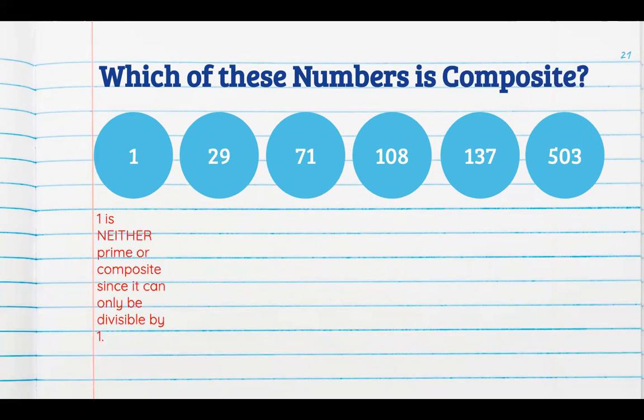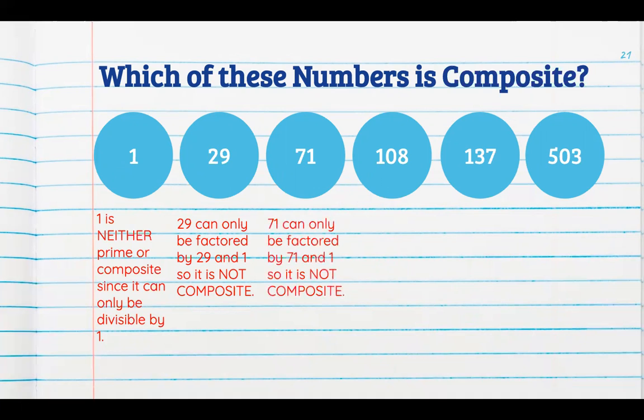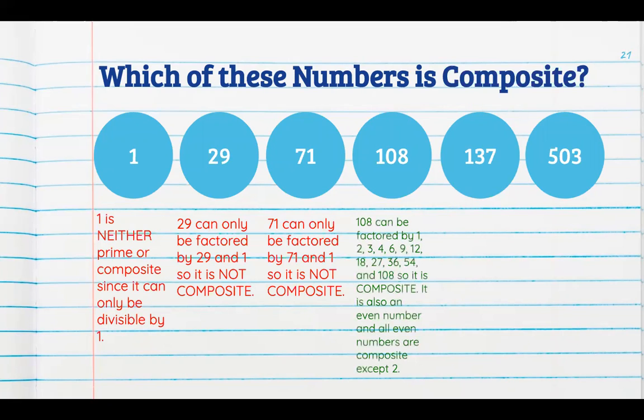1 is neither prime nor composite. 29 is not composite because it can only be factored by 29 and 1. 71 is not composite because it can only be factored by 71 and 1. But 108 is composite because it has factors of 1, 2, 3, 4, 6, 9, 12, 18, 27, 36, 54, and 108. It is also an even number, which is how you can tell it is composite too.